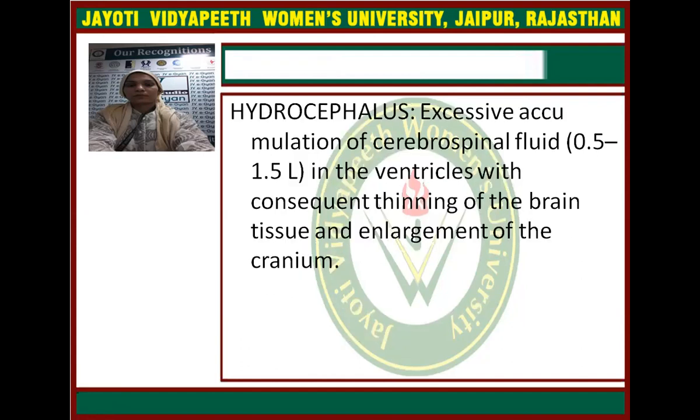Next one is hydrocephalus. Hydrocephalus means excessive accumulation of CSF, that is 0.5 to 1.5 liters, in the ventricles, with consequent thinning of the brain tissue and enlargement of the cranium. So basically, hydrocephalus is excessive accumulation of CSF in the ventricles, with thinning of the brain tissue and enlargement of the cranium. Diagnosis antenatally: a minor degree may escape, but a severe degree presents with the following features.